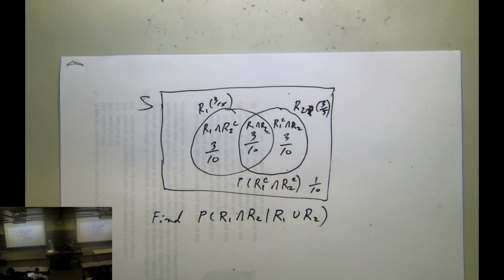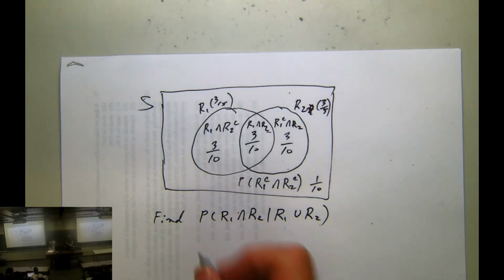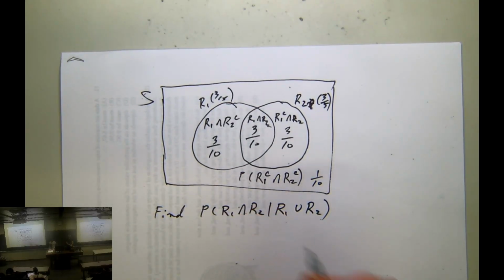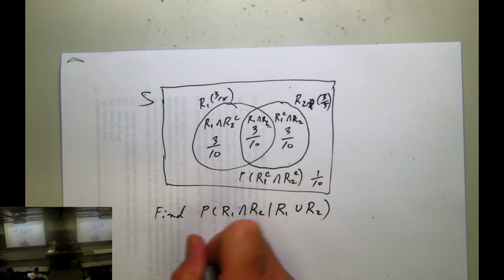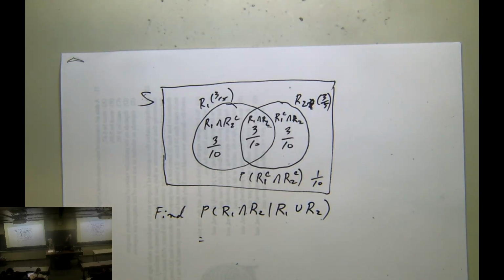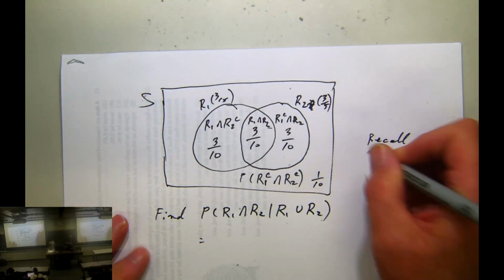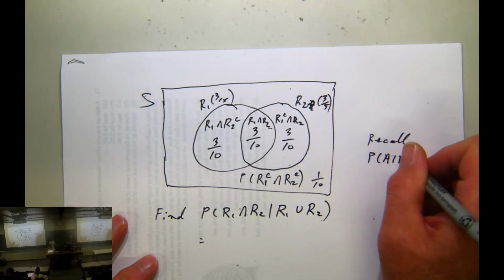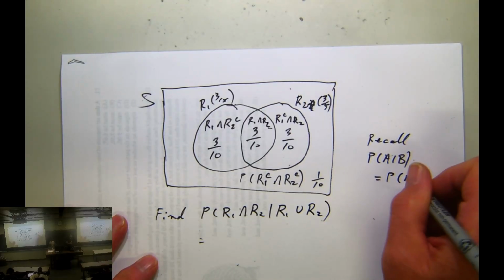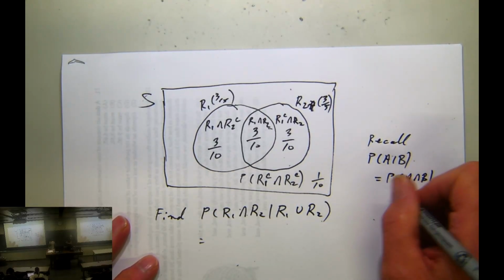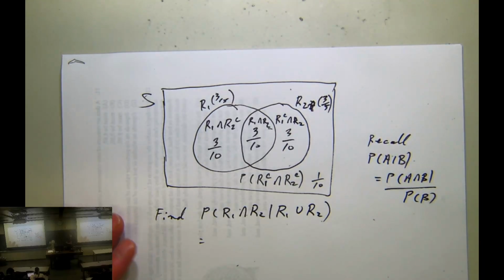Okay, well, my goodness. What do I do with such a messy thing? Well, let's start off by taking the intersection. Remember that the intersection is an event. Remember that the union is an event. And so I'm just going to recall that the probability of A given B is equal to the probability of A intersect B over the probability of B. Basic definition of a conditional probability here.